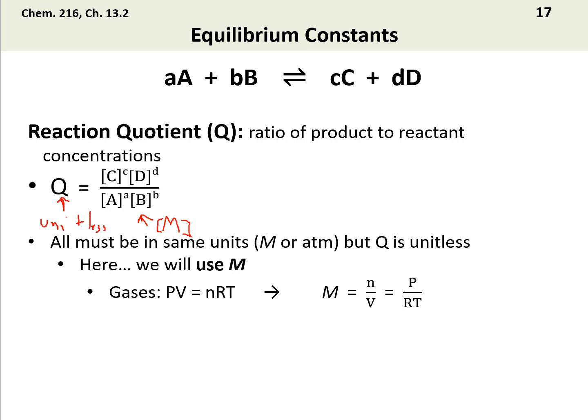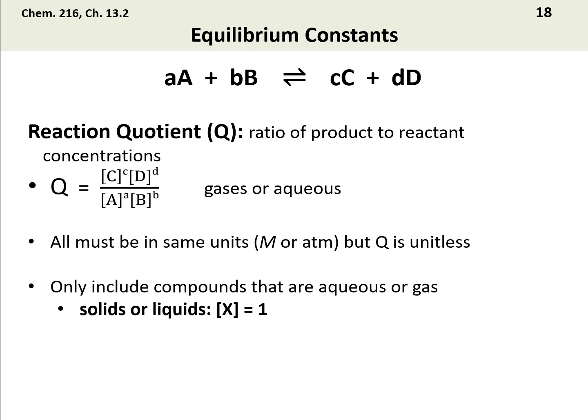Like I said, here we'll use molarity. By the way, it may seem weird to think of molarity for gases, but remember molarity is moles per liter. And I can rearrange PV equals nRT to get n over V equals P over RT. And what that means is we can usually know its pressure. So if I know its pressure and its temperature, I could figure out its molarity.